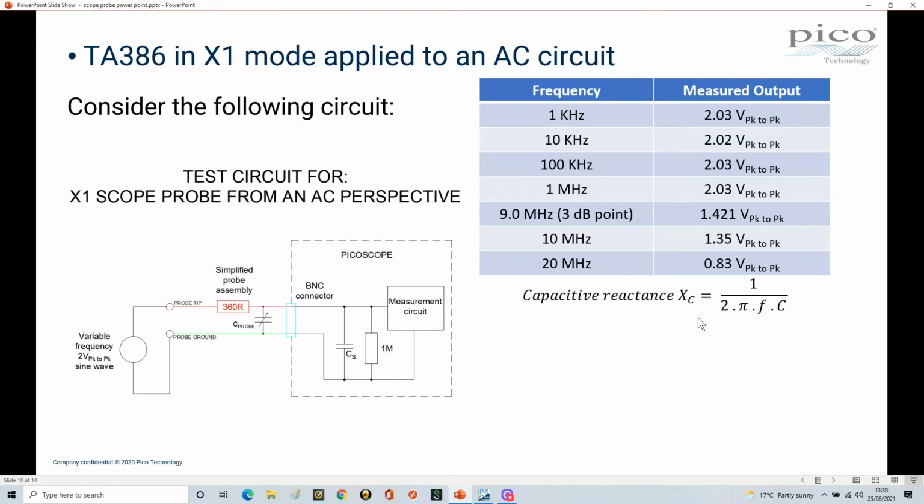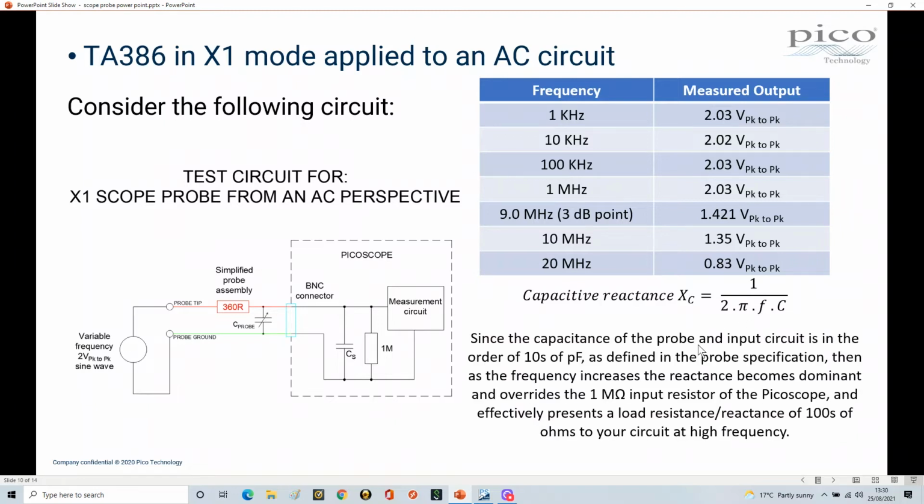Well, the capacitive reactance XC is 1/2πFC. And what we're saying is that the capacitance of this probe is in the tens of picofarads, and this is defined in the specification of the probe. And therefore that means that when you put these figures into here, you end up with hundreds of ohms as the reactance, the capacitive reactance. And therefore this becomes so significant in relation to this 1 meg component that in fact the capacitance becomes dominant at high frequency. And so the loading of this setup on your circuit becomes actually quite significant.